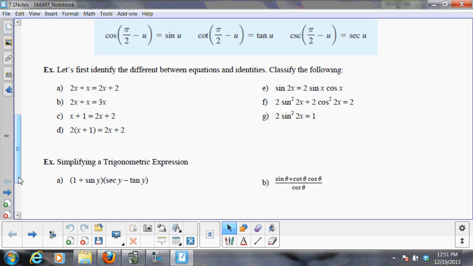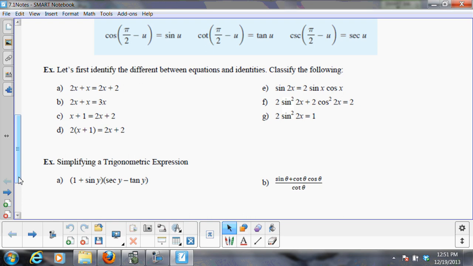So the first thing we're going to do is first identify the difference between what an equation and what an identity is. So we're going to go through each of these examples and say whether or not it's an equation or an identity. Remember, to be an identity, it means that both sides equal the same exact thing. To be an equation, you could actually take that situation and actually solve it for x.